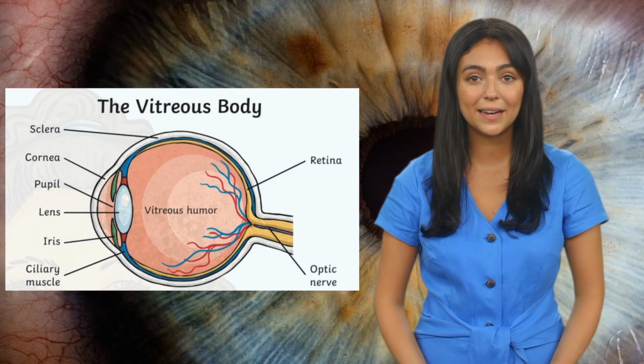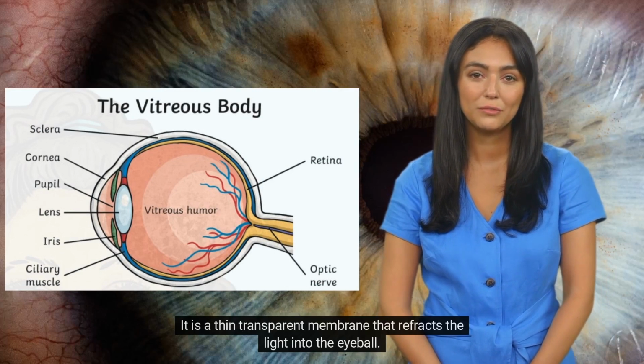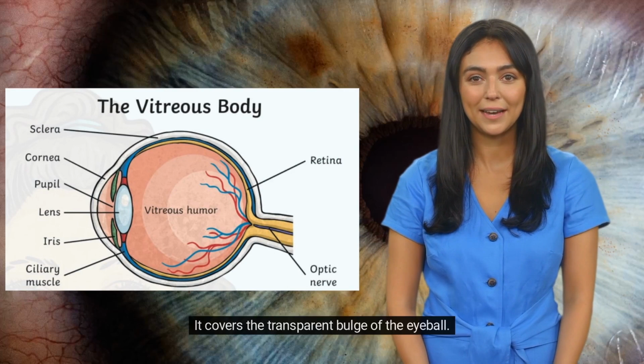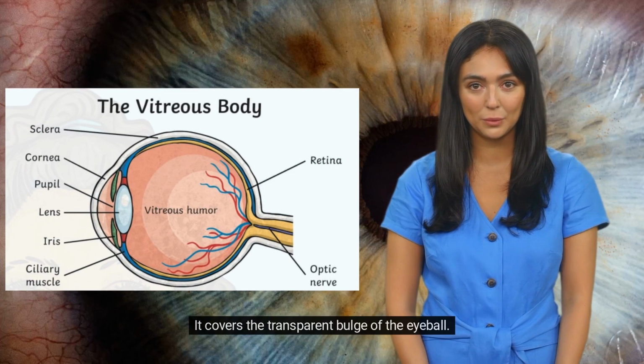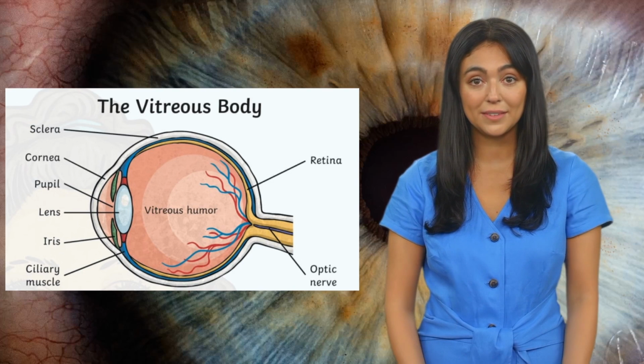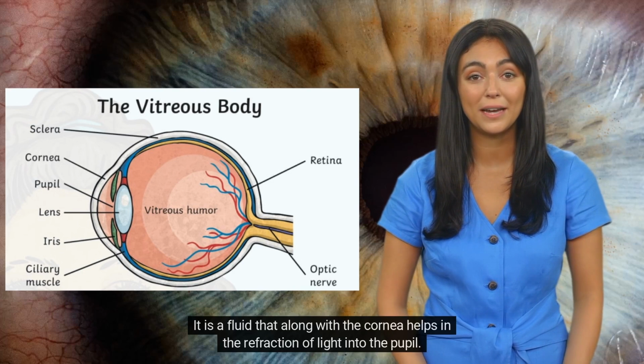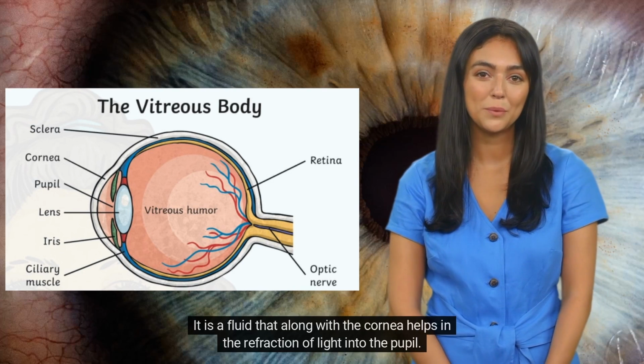Cornea. It is a thin transparent membrane that refracts the light into the eyeball. It covers the transparent bulge of the eyeball. Aqueous humor. It is a fluid that along with the cornea helps in the refraction of light into the pupil.